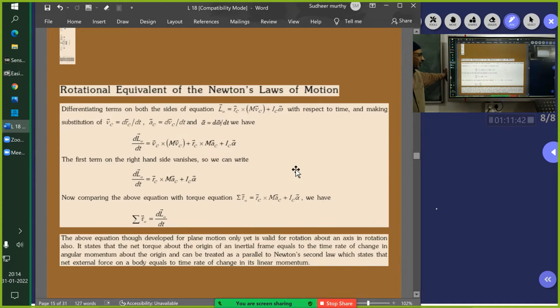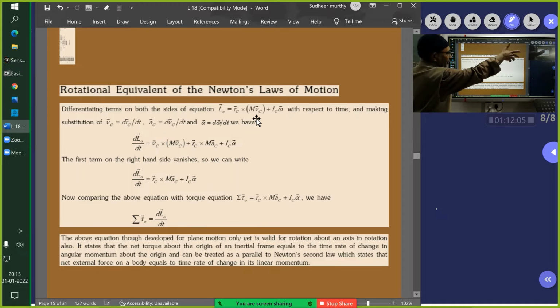So the rotational equivalent of this I have also dealt with. Here L_O is the angular momentum of a rigid body moving with translatory velocity V_C and rotating with omega. So its angular momentum will be R_C cross m V_C. Already we have seen this equation. The body is translating and rotating, so that equation we have written. And now V_C is equal to d R_C by dt, A_C is equal to d V_C by dt, alpha is equal to d omega by dt.